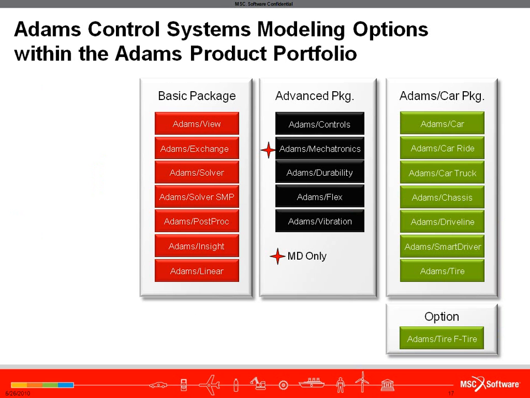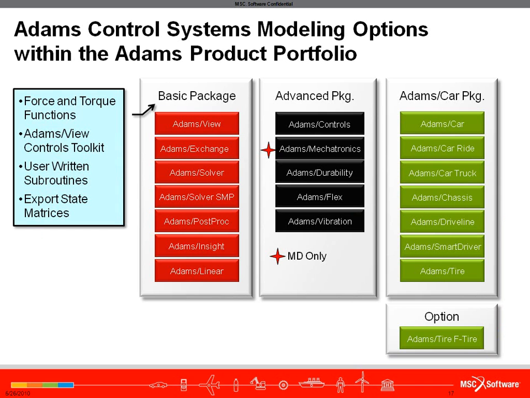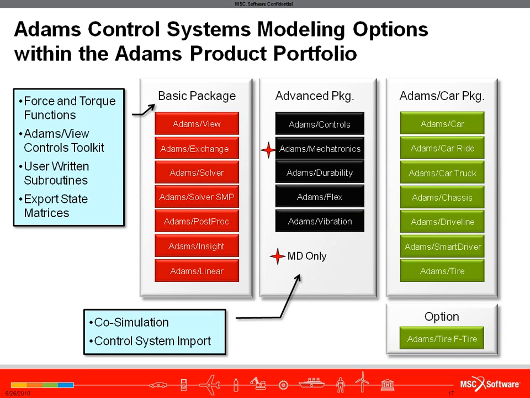To summarize these options, I'll map them against the Atoms product portfolio shown here. The first four options discussed are all available in the basic Atoms package. That's the force and torque functions, the Atoms View Controls Toolkit, user-written subroutines, and exporting state matrices. Co-simulation and control system import are available in the advanced Atoms package. Enabling technologies there are the Atoms Control and Atoms Mechatronics modules.